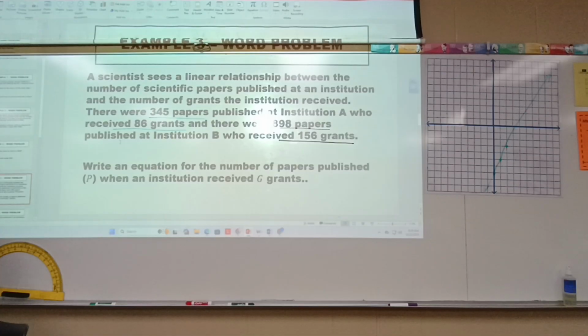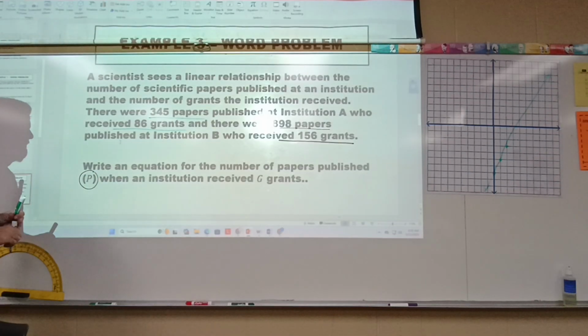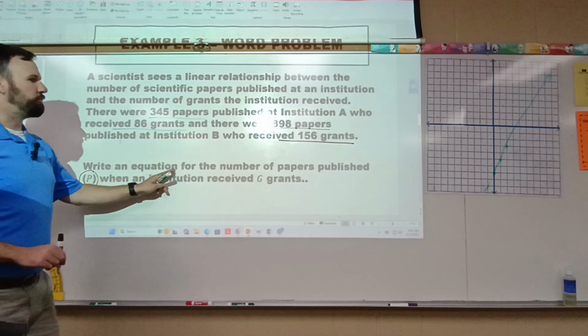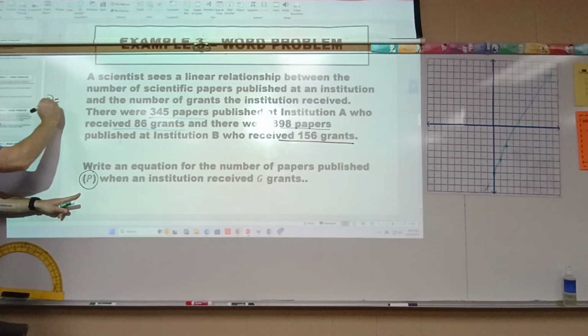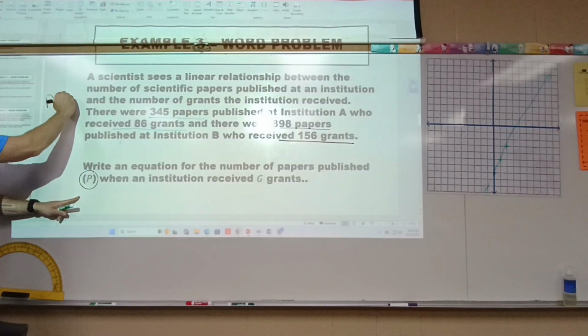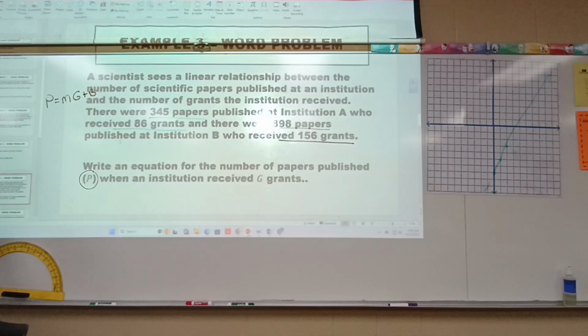So what do they want equal to it? That's what we need to find first. You see how that's in parentheses? Equation for number of papers published. So we want that to be our outside, and then we're going to have some slope times g plus b. I know that's goofy. I'm just thinking in my head, what's x and what's y?